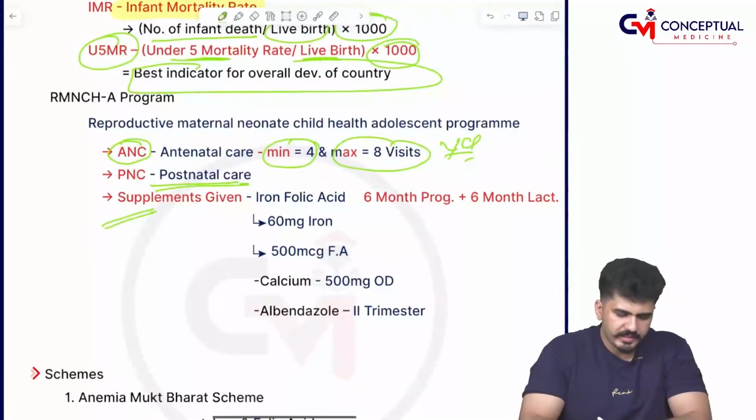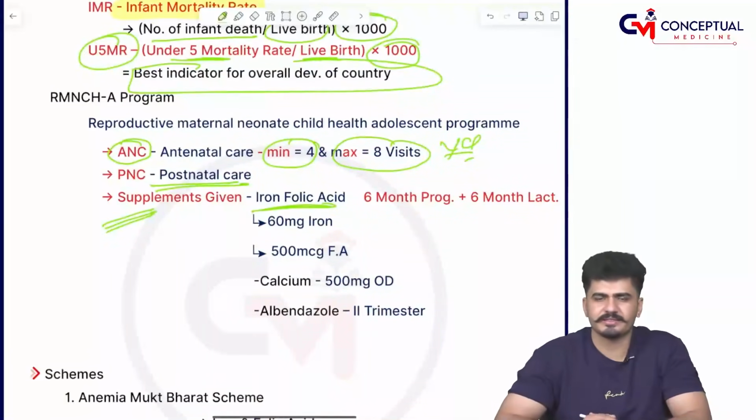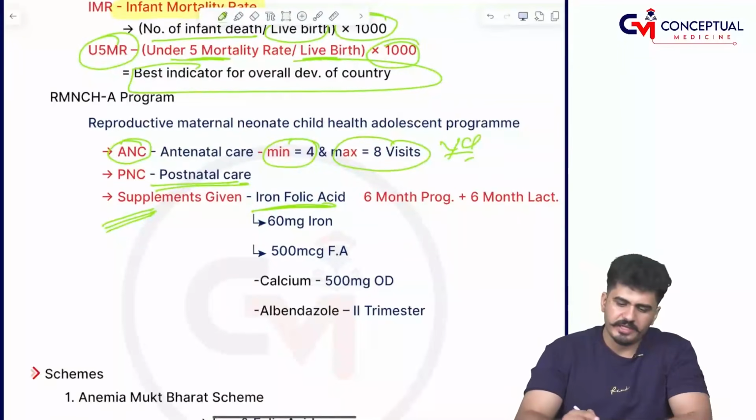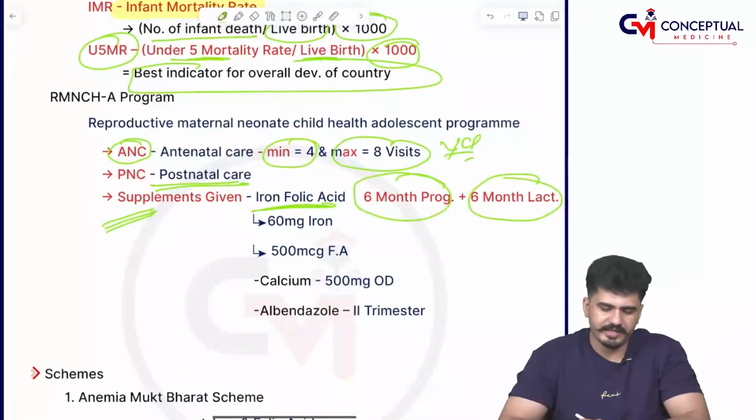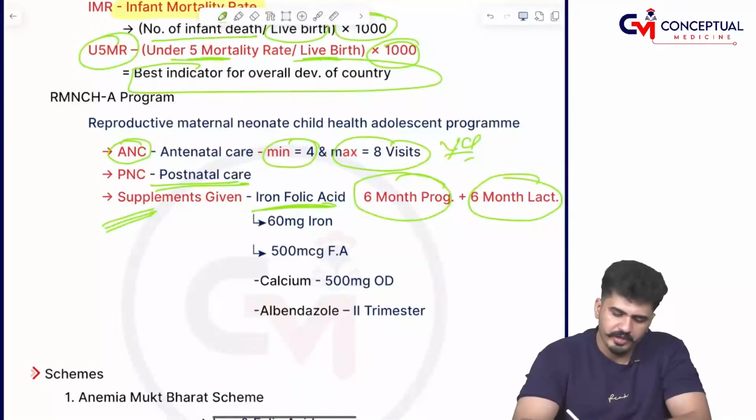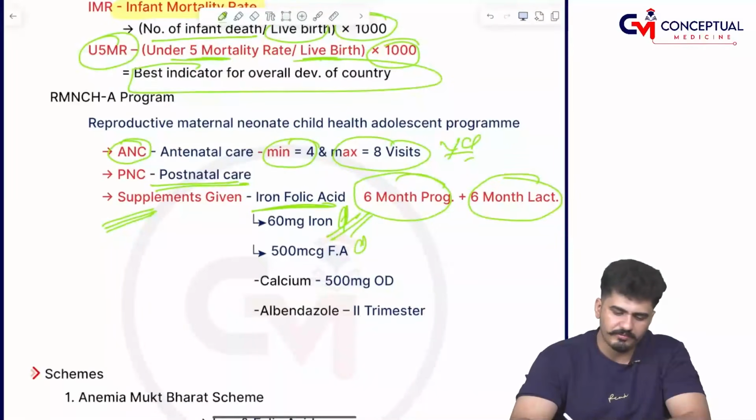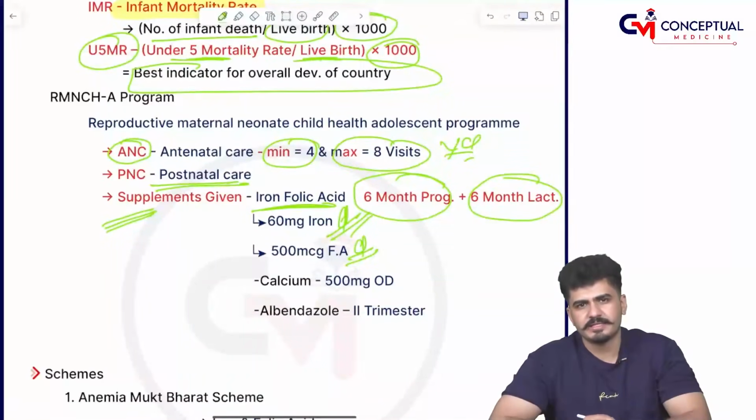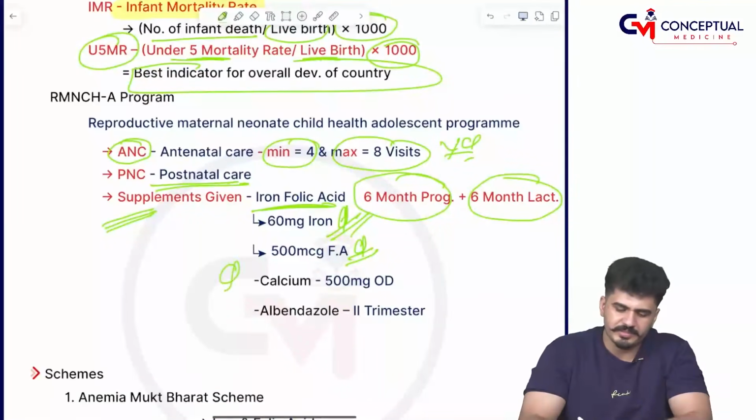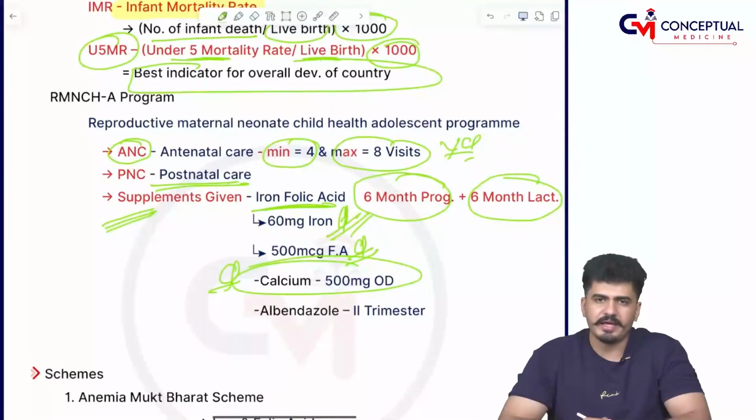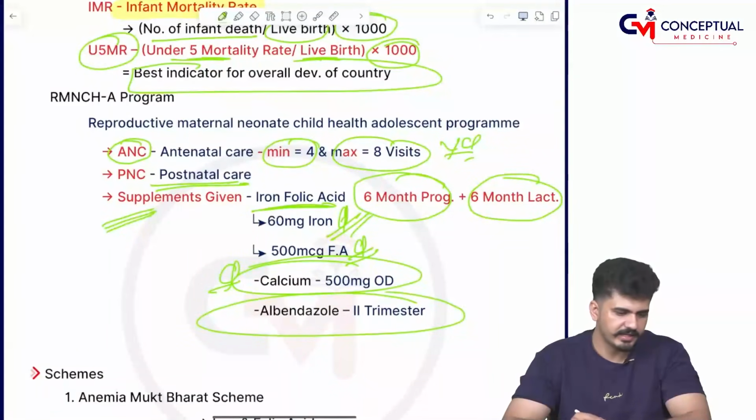Now the supplementation given under this program is iron folic acid, my dear friends. From the 6th month of pregnancy and for 6 months of lactation, we give iron folic acid. How much iron? This is important. 60 milligram of iron and 500 microgram of folic acid is given. How much calcium is given? It is 500 milligram. And albendazole is only given to a pregnant female in the second trimester.